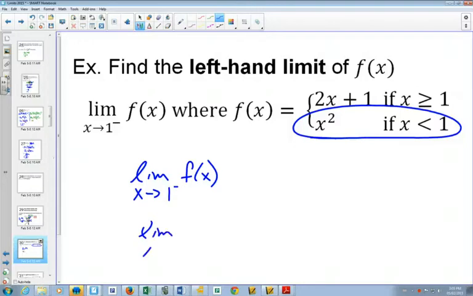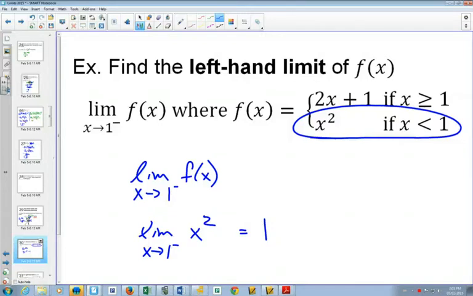So the limit as x approaches 1 from the left side of this would be x squared. And then you would just plug in 1, and 1 squared is 1. So the idea being, as you're coming from the left, you're on that parabola. And the value you're approaching when you come from the left is getting closer and closer to 1.